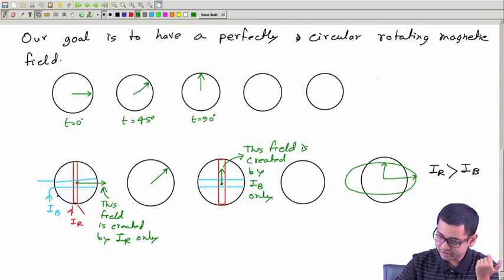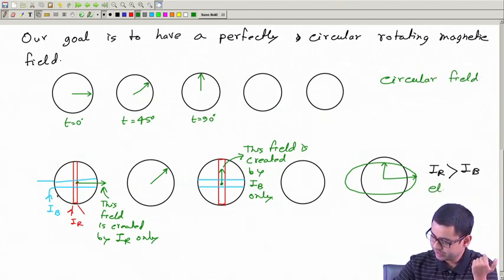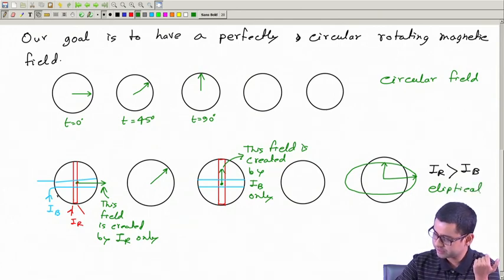Okay, so in this case we have circular field, here we have elliptical field.